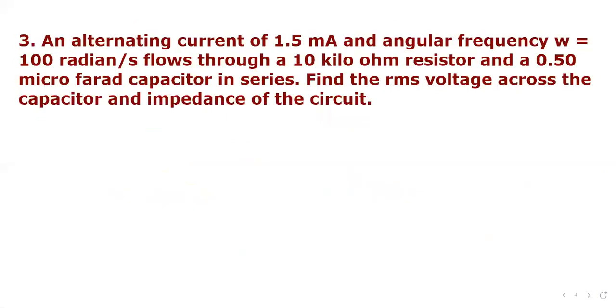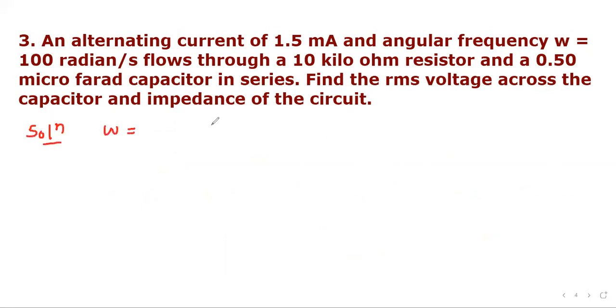Let's see the next question. An alternating current of 1.5 milliampere and angular frequency omega equal to 100 radian per second flows through a 10 kilo ohm resistor and a 0.5 microfarad capacitor in series. Find the RMS voltage across the capacitor and impedance of the circuit. So let's see the solution.